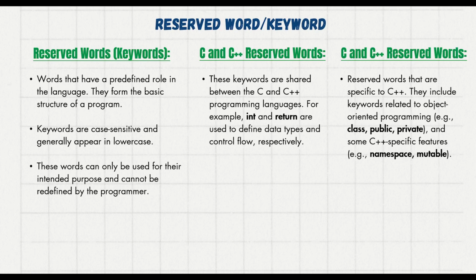Finally, we have C++ exclusive reserved words. These are the keywords that are exclusive to C++. These include words related to object-oriented programming and other advanced features. Class is used to define a class. Public, private, and protected are used to set access levels for class members. Namespace is used to define a scope that holds a set of identifiers. Mutable allows a member of an object to be modified even when the object is constant.